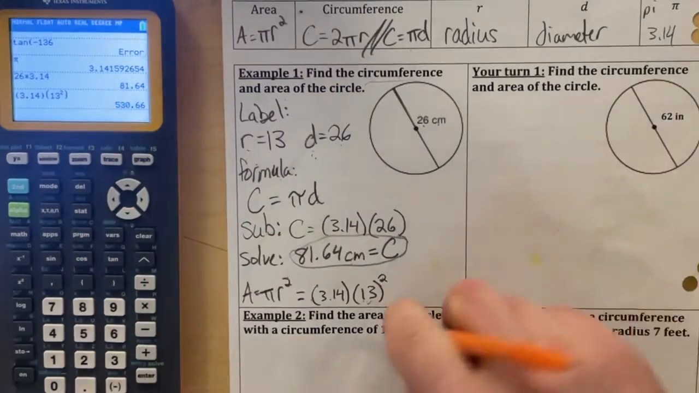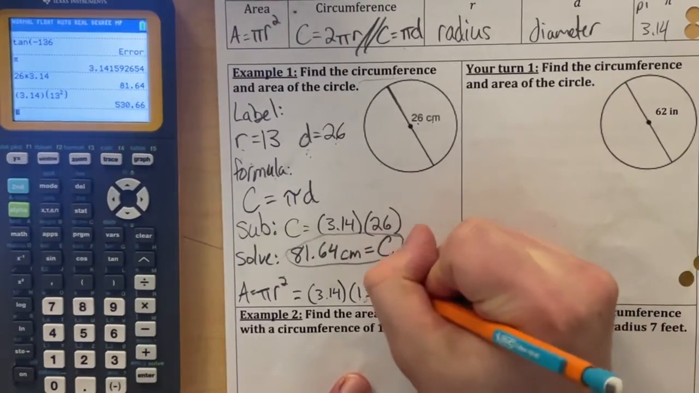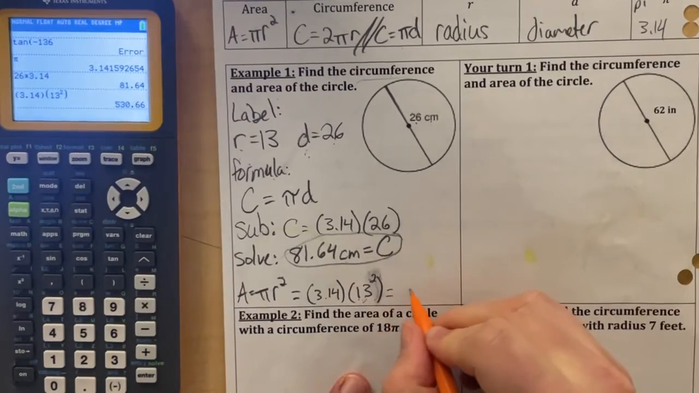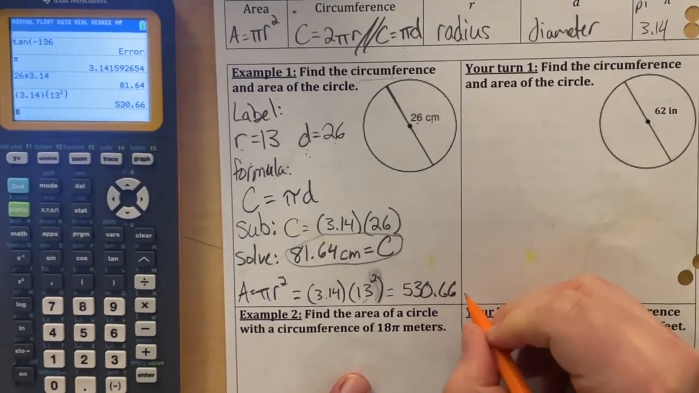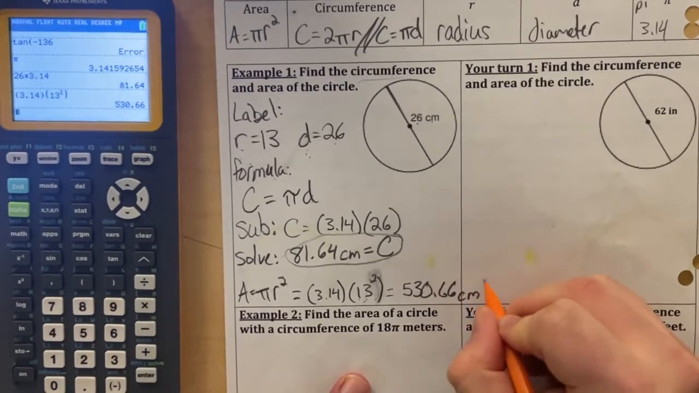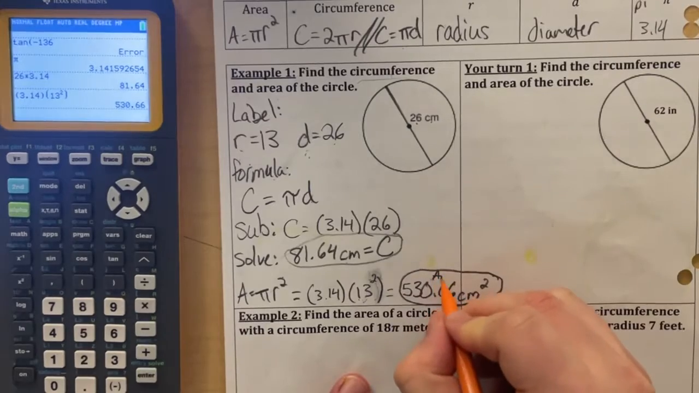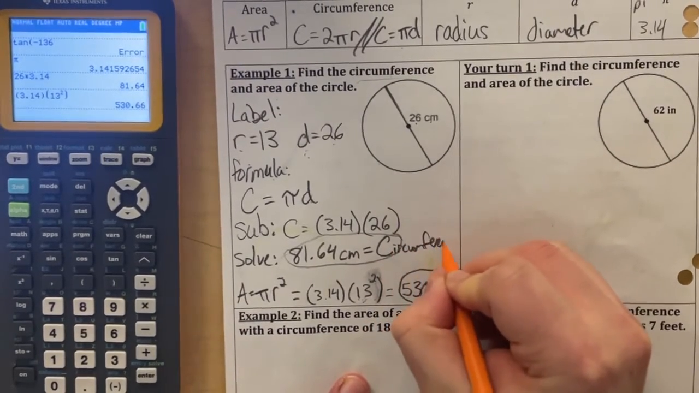So let's actually write it on the inside just to be safe. So I said 13 squared times pi is going to be 530.66. I'm going to say that's centimeters squared, because we're talking about area. So again, make sure you're saying this is area, where this is circumference.